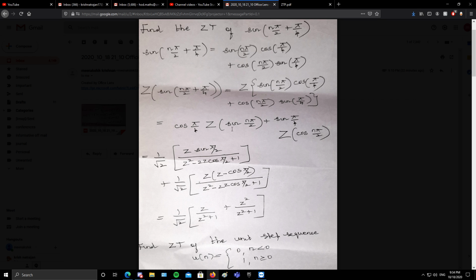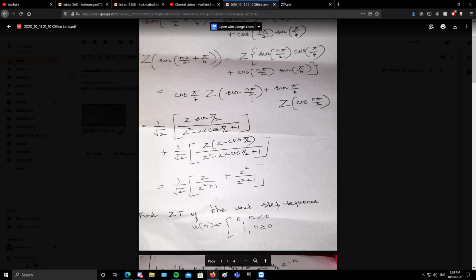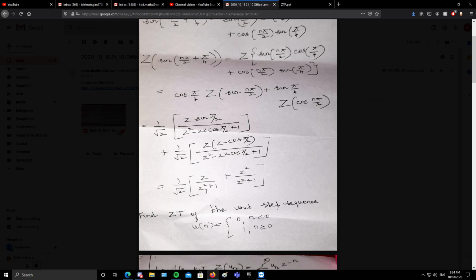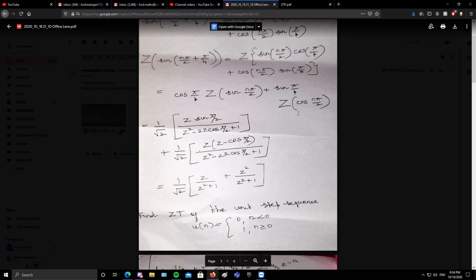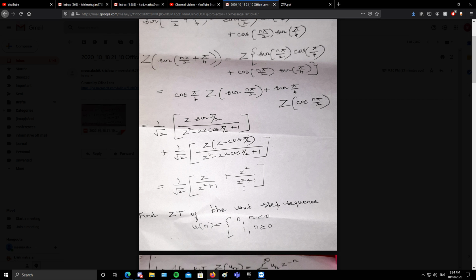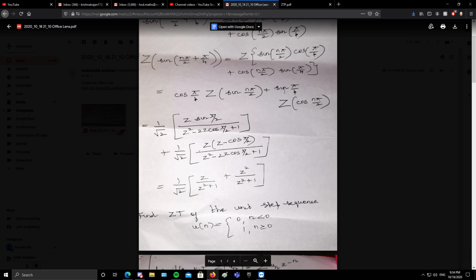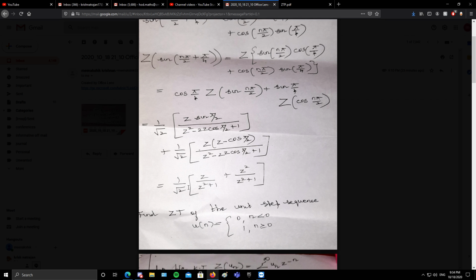So it is cos pi by 4 into the transform of sin n pi by 2, plus sin pi by 4 into the transform of cos n pi by 2. So what is the transform of sin n pi by 2? Z by z square plus 1. What is the transform of cos n pi by 2? Z square by z square plus 1. And cos pi by 4 and sin pi by 4 are 1 by root 2, so it is outside. So this completes the solution.